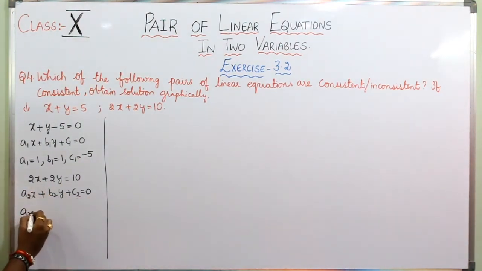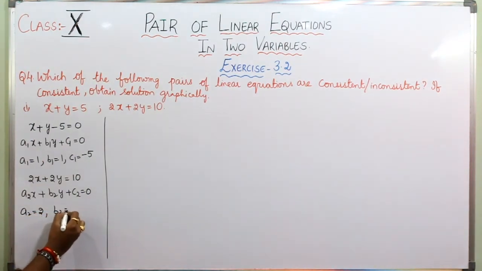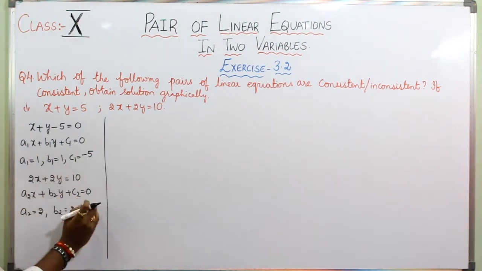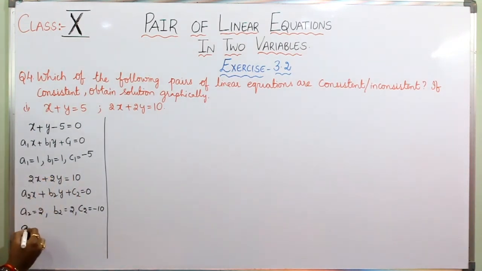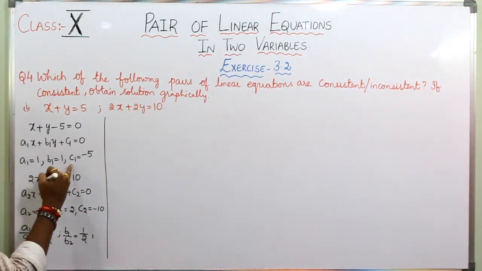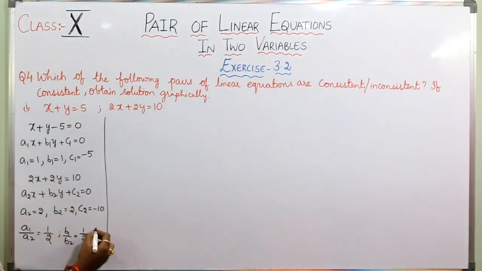Then we will get a2 value as 2, b2 value as 2, and c2 value as minus 10, because I am shifting it inside. So minus 10, right? Now what we have to do? We have to compare a1 by a2, which is equal to 1 by 2. Similarly, b1 by b2 is equal to 1 by 2, right? And c1 by c2 is equal to minus 5 by minus 10. So 5 ones, 5 twos, again we got 1 by 2, right?